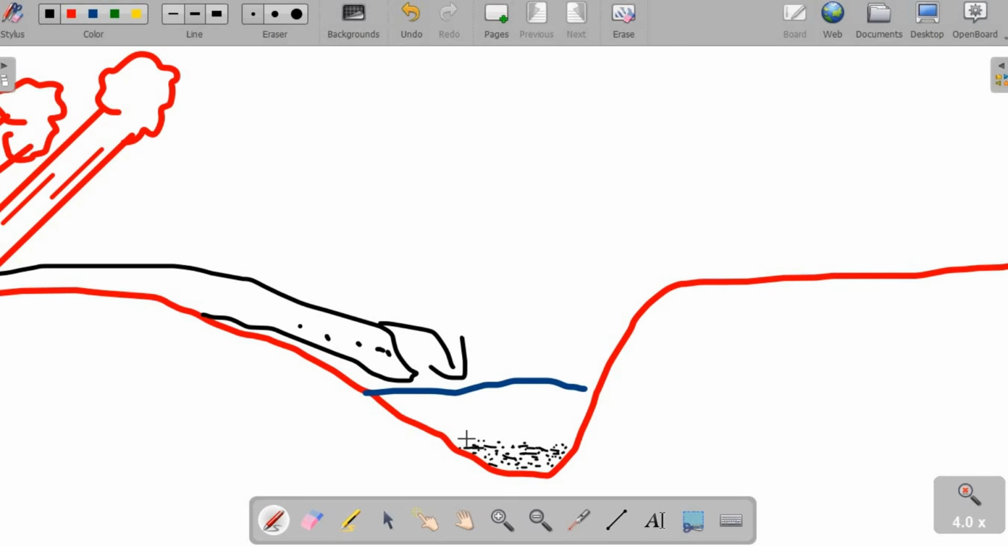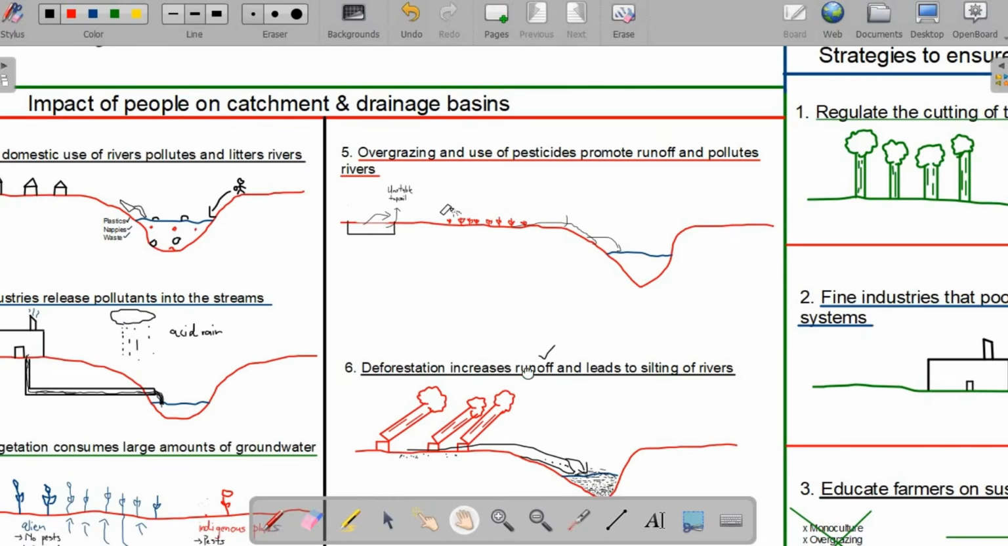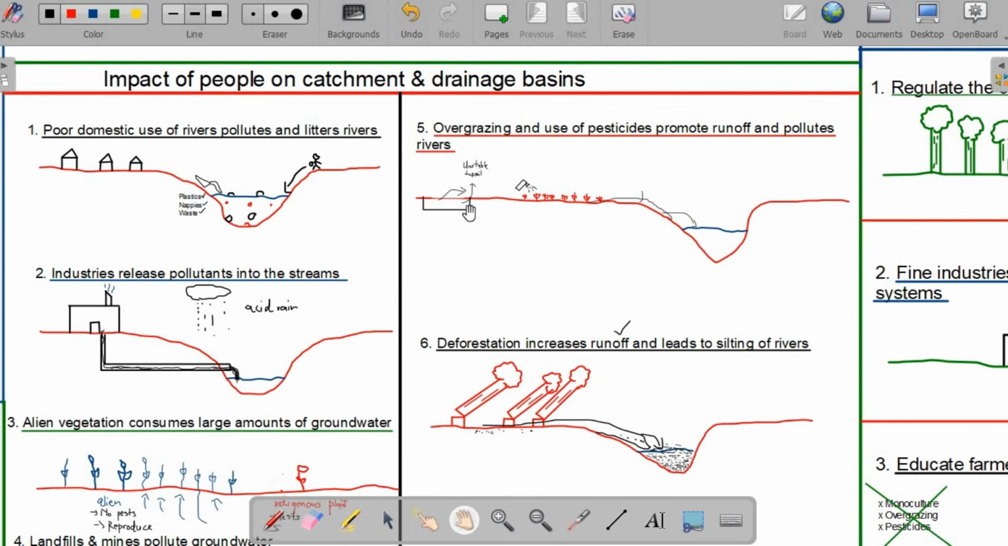And of course, this directly affects the ecosystems that you're going to find there. It's going to be hard for animals to lay eggs here because there's a lot of silt here. There's a lot of sand or soil particles, clay that is accumulated there such that the water is not high enough or is not even visible. All you can see is these soil particles that are wet because there was a river there before, but then because of silting, it is no longer visible. It just looks like wet soil. So that is the last point there on the impact of people on catchment and drainage basins.